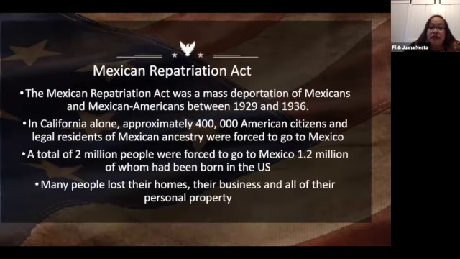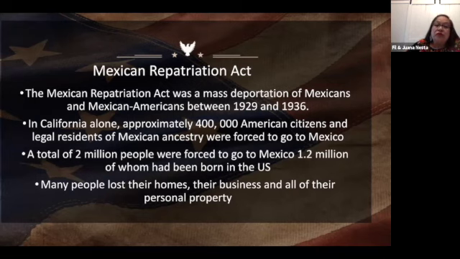So in 1929, we see the Mexican Repatriation Act begin. The Mexican Repatriation Act was a mass deportation of Mexicans and Mexican Americans between 1929 and 1936. In California alone, approximately 400,000 American citizens and legal residents of Mexican ancestry were forced to go to Mexico. These were legal residents that were born in the United States, and they were all lumped together just because they had a Mexican surname or Spanish surname, and they were forced to leave this country and go to Mexico.